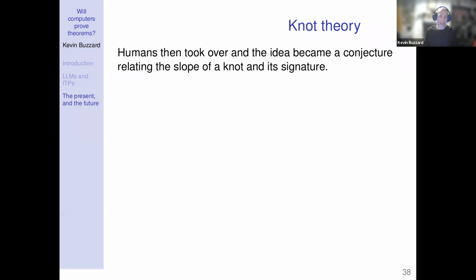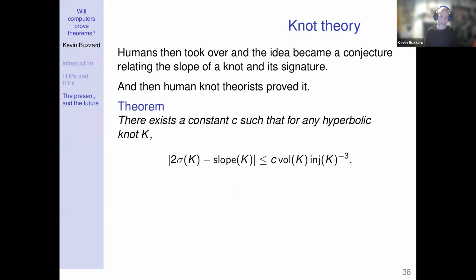And they came up with a conjecture that related the slope and the signature. And there's the conjecture, except it's not a conjecture anymore. It's a theorem. The signature turns out to be approximately half the slope. And the error is bounded by something that only depends on the volume of the associated 3 manifold and the injectivity radius.